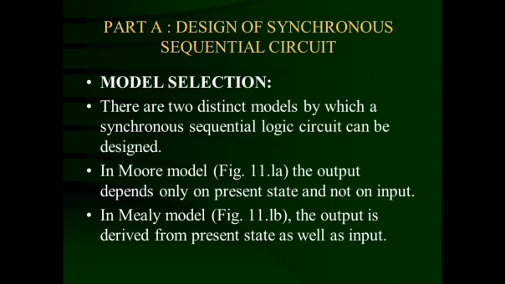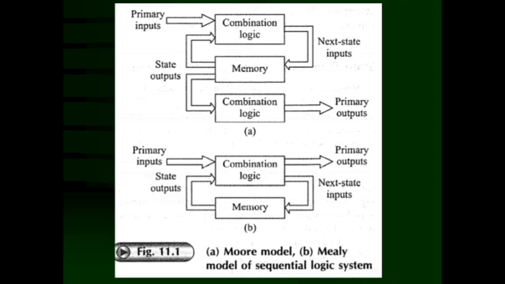In a Mealy model, the output is derived from the present state as well as the input. So in a Mealy model, output Qn plus 1 depends entirely upon the present state of the output Qn as well as the input present at that time. So these are the two different approaches. A is for the Moore model and B is for the Mealy model.